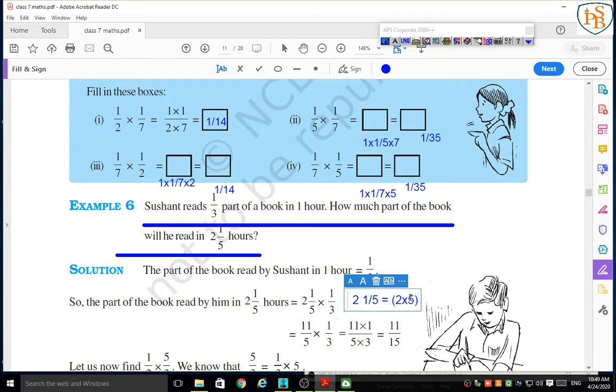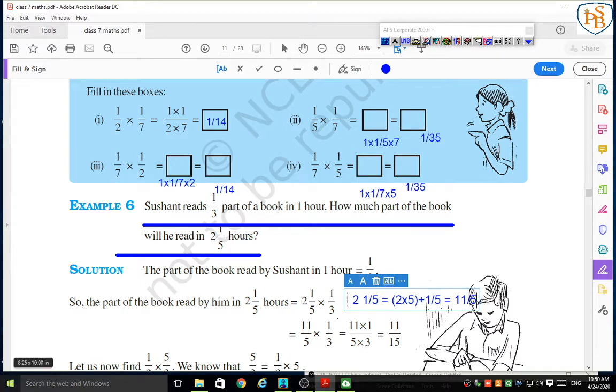Whatever number is present in the numerator we have to add to that. So plus 1/5. So what will be the answer? 2 5s are 10, and 10 plus 1 is 11, so 11/5, with the same denominator. So the conversion of 2 and 1/5 is 11/5. Both values are the same, just the way of writing is different.